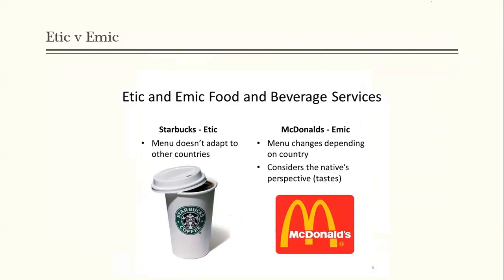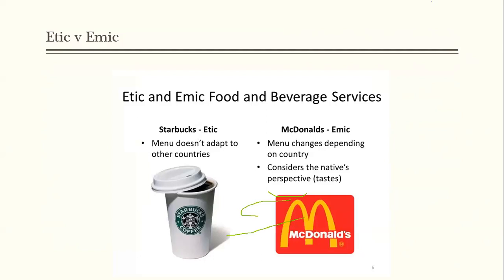You go to Starbucks anywhere in the world, and it's going to be the same menu for the most part. The menu doesn't adapt, right? But if you go to McDonald's in different places in the world, the menus adapt based on the country you're in. So that's an example of one business looking at emic and the other business looking at their model from an etic perspective.